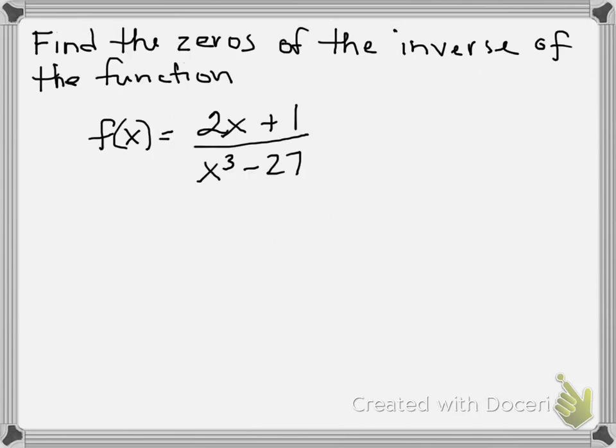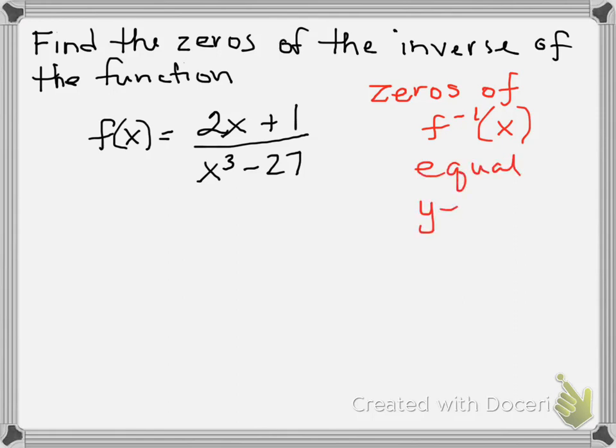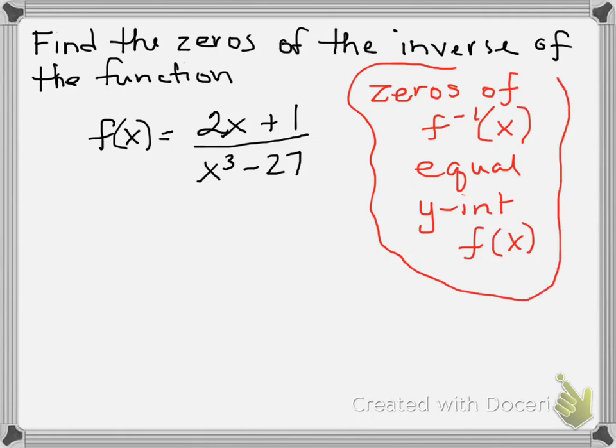All right, for the next problem, we're going to find the zeros of the inverse of the function. So here our function is f of x equals 2x plus 1 divided by x cubed minus 27. One thing we need to remember is that the zeros, which are also x-intercepts, of the inverse equal the y-intercepts of the actual function. So this is what we have to remember when we're doing this particular problem.